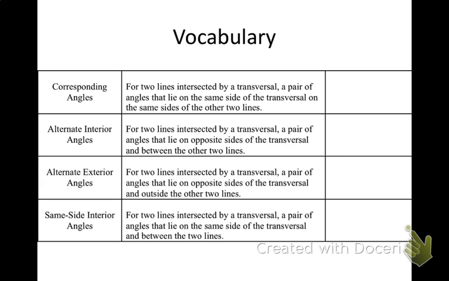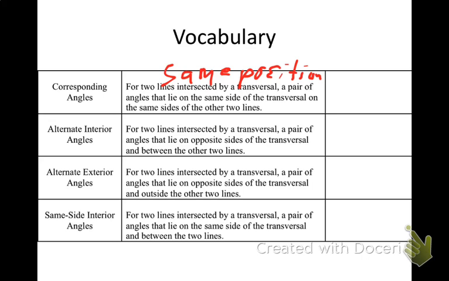Freshmen, you should know these terms a lot. We talked about these a lot last year, getting ready for the NSA test. But corresponding angles, for two lines intersected by a transversal, are a pair of angles that lie on the same side of the transversal. Corresponding angles are just really same position angles. I always say they are same position.